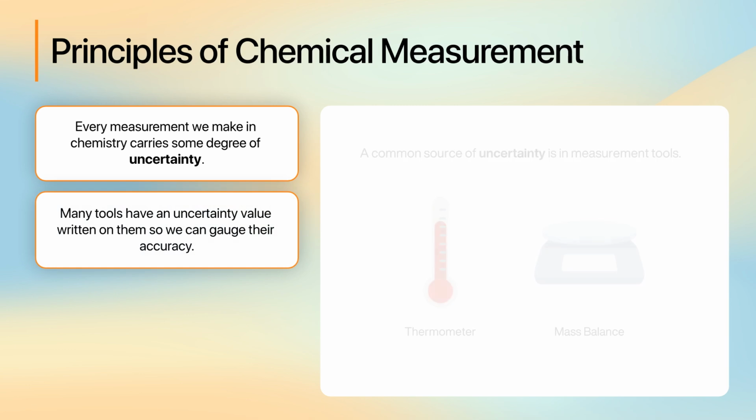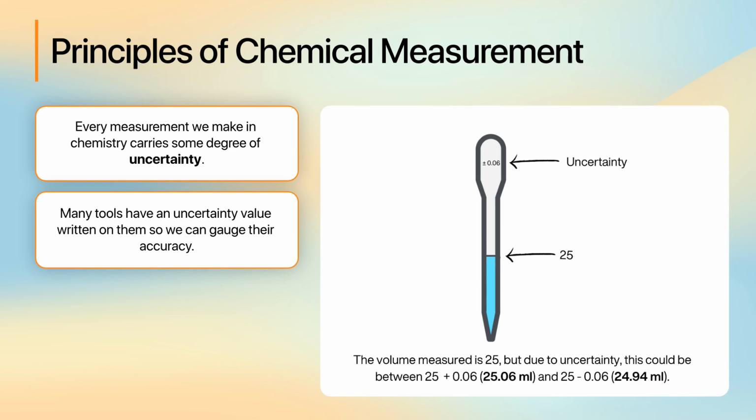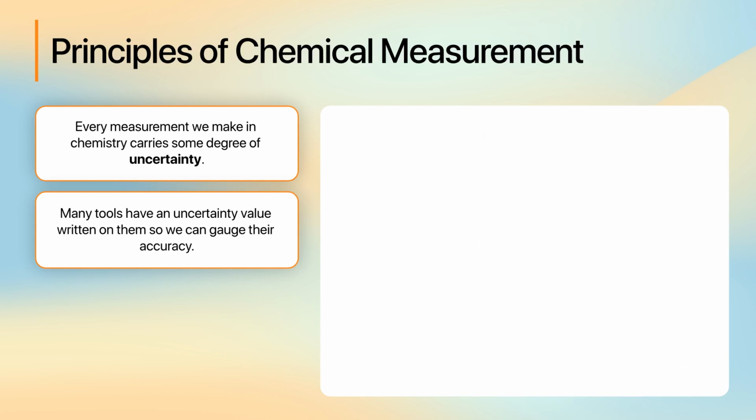For example, if a pipette has an uncertainty of plus or minus 0.06 milliliters, if you measure a volume of 25 milliliters using it, the volume could be anywhere between 25.06 milliliters and 24.94 milliliters.